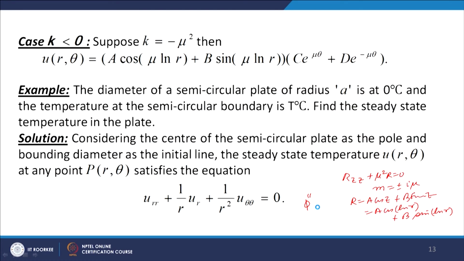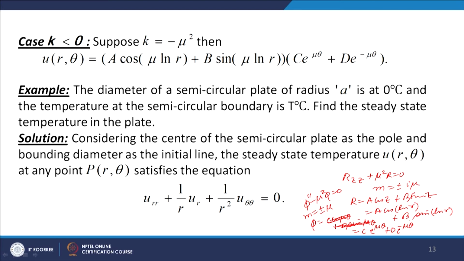So, we get phi double dash minus mu square phi equal to 0. So, this time we will get real roots m equal to plus minus mu, and therefore, phi will be c cos mu theta plus d sin mu theta. Okay, sorry, this will be plus minus mu. So, they are real roots, not complex. So, we will get c times e to the power mu theta plus d times e to the power minus mu theta.